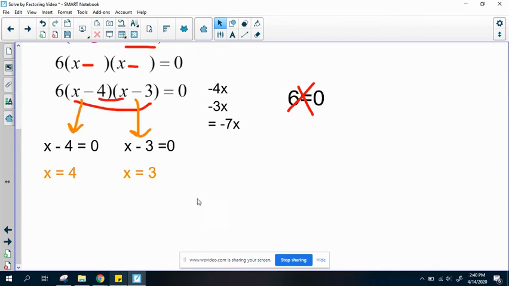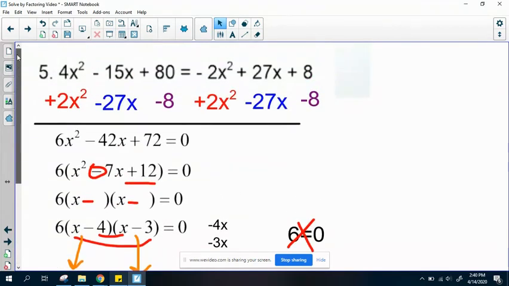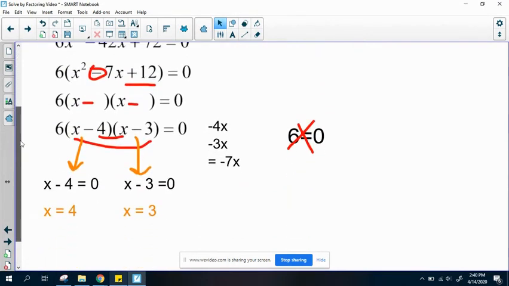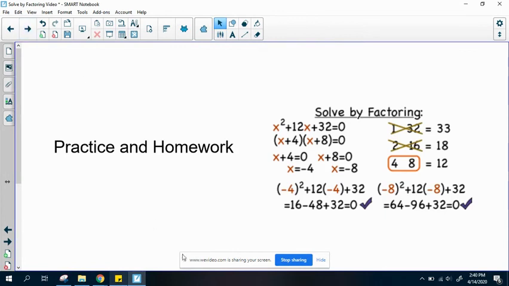Okay, so really, if you were good at factoring, that's great. That's a huge part of it. Once you factor, it's now just setting them each equal to 0. Okay, so now your job is to practice and try some homework. Good luck.